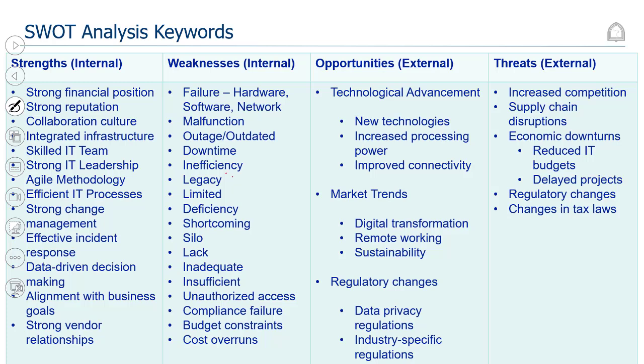Things like legacy systems, okay? Things like silo. Silo is not good. Silo simply means things are not integrated. Legacy simply means things are outdated, old technologies. Unauthorized access, those are security issues. Compliance failure, you're not complying with it. Opportunities are things which are external, you don't have control over them, as Mariam said earlier on.